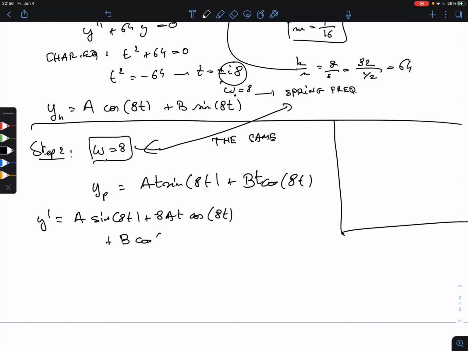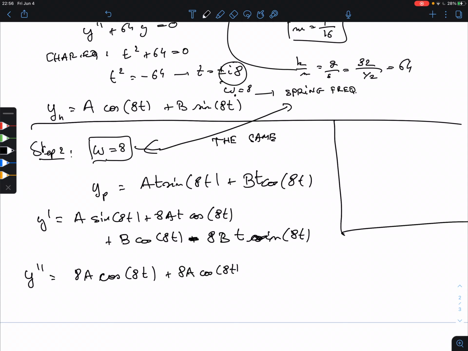B cosine 8t, plus the derivative of the second one, that would be a negative 8bt sine 8t, and then the double derivative, that would be 8a cosine 8t, plus now I have to take the derivative of this guy, so the first one would be just 8a cosine 8t, derivative of the second, copy the a, so that would be 64, and it would be a minus, right? 64at sine 8t. That's the derivative of the top two terms.